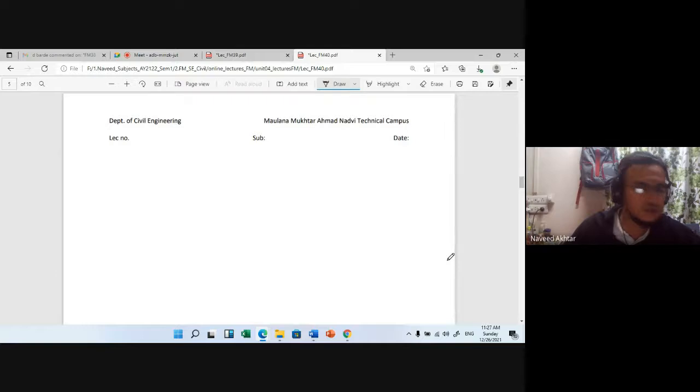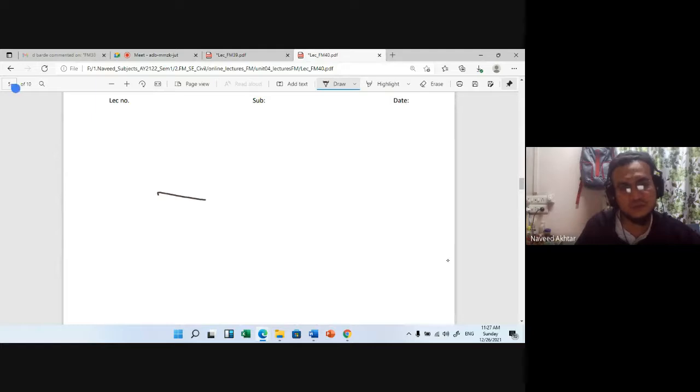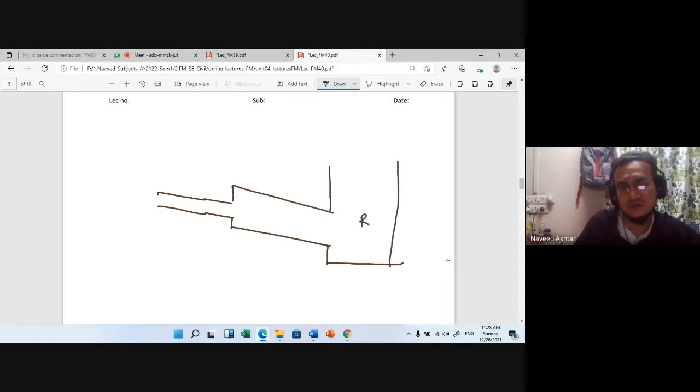So if I draw the figure here, how many pipes are there? There are two pipes. Pipe 1 having one diameter and pipe 2 having another diameter, connected with reservoir 1 and 2. Because we know the diameters, I know which one is smaller and which one is bigger. So this is reservoir 1 and this is reservoir 2.